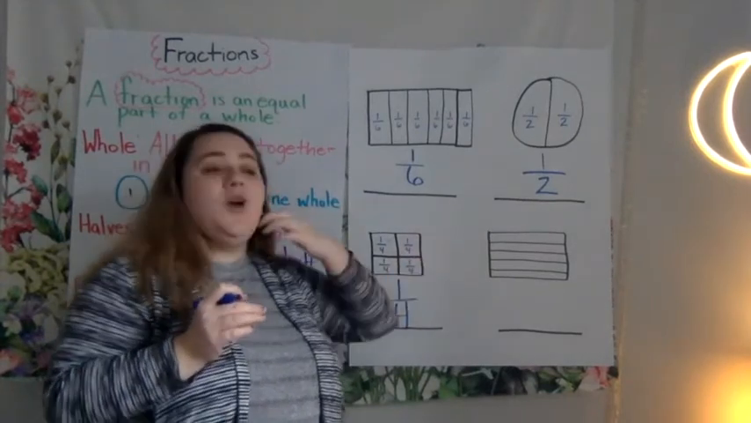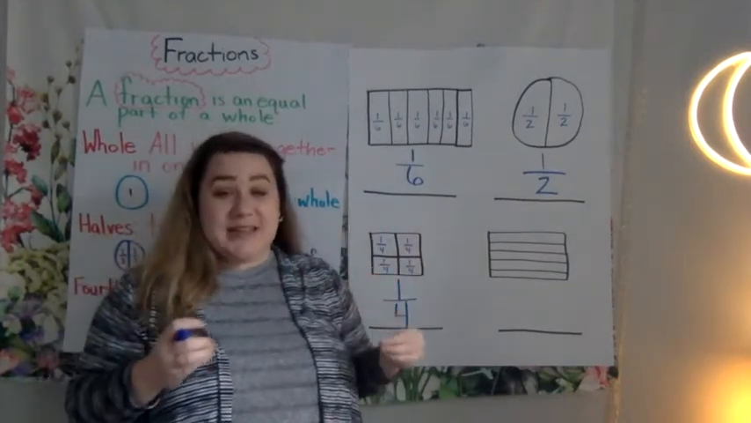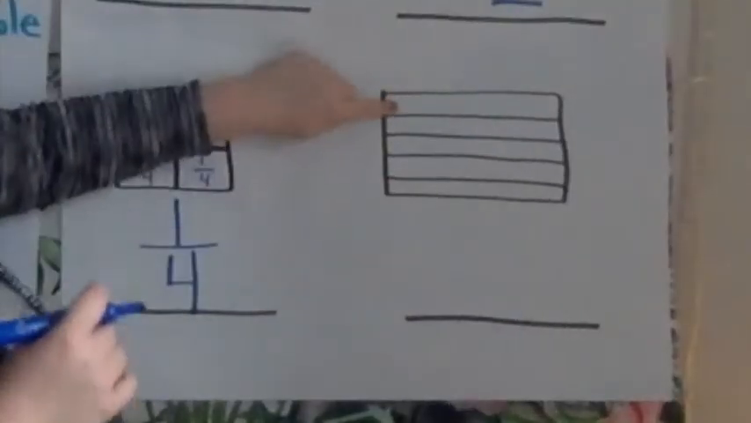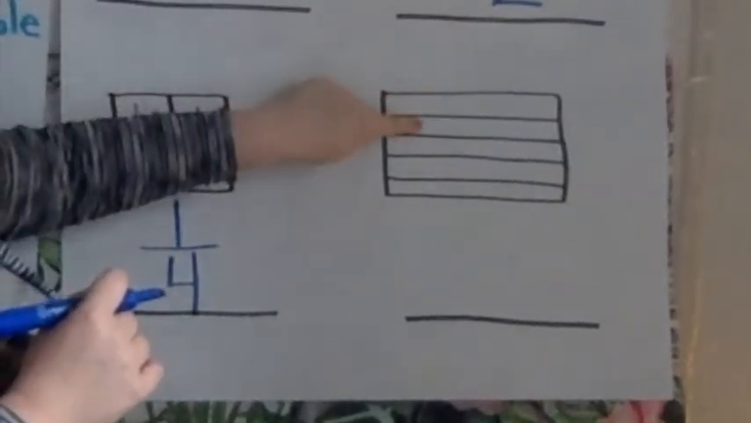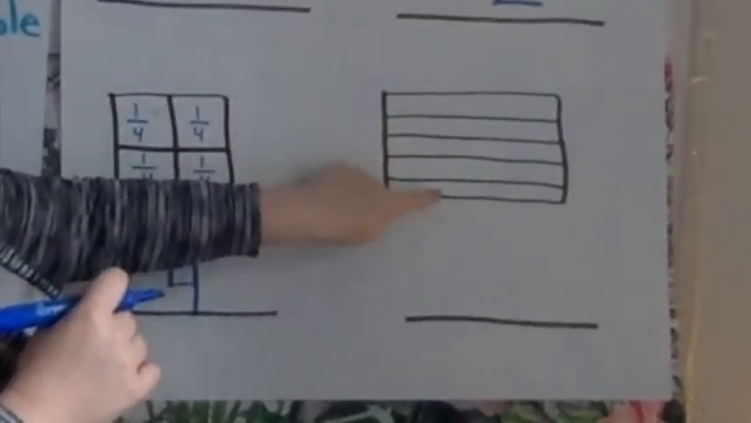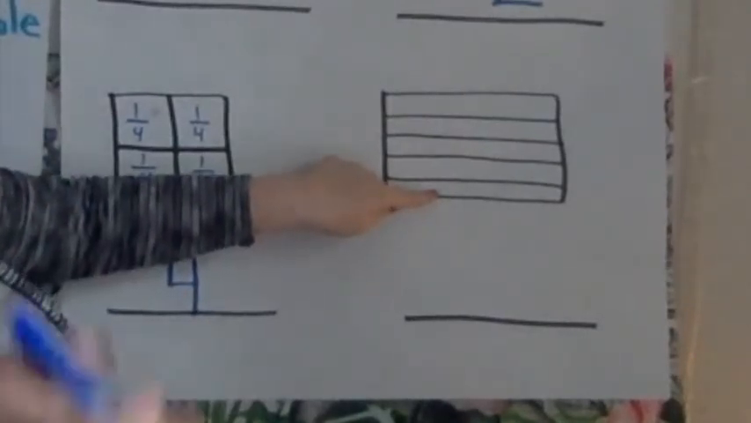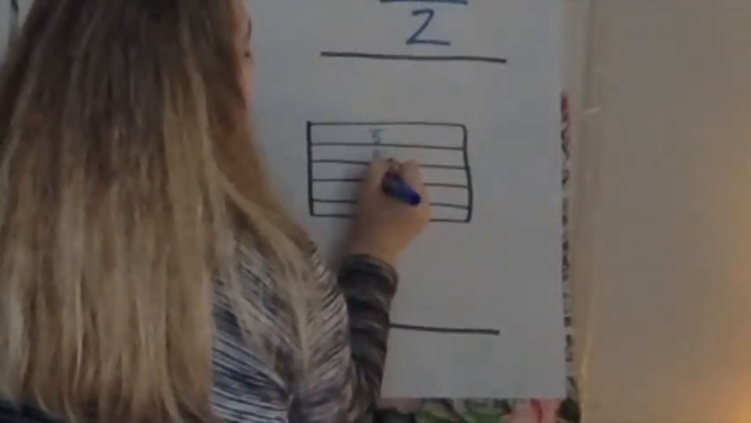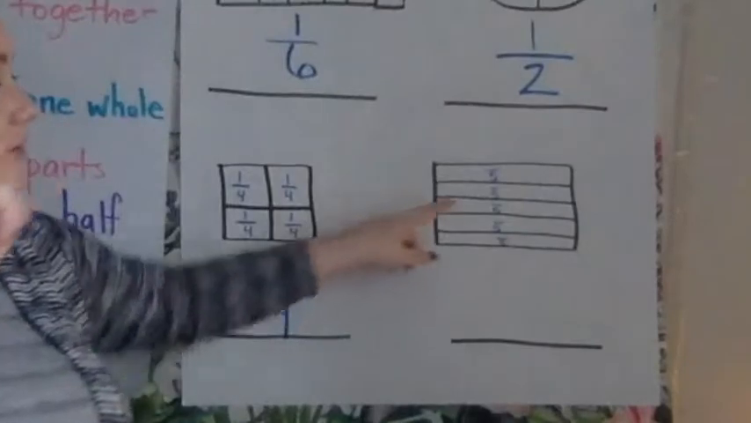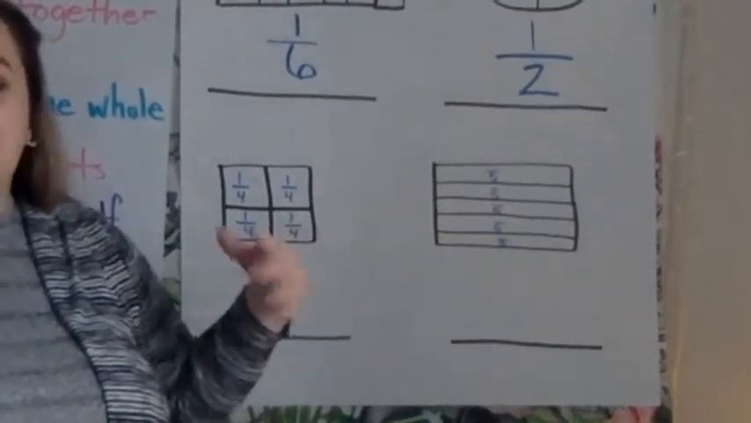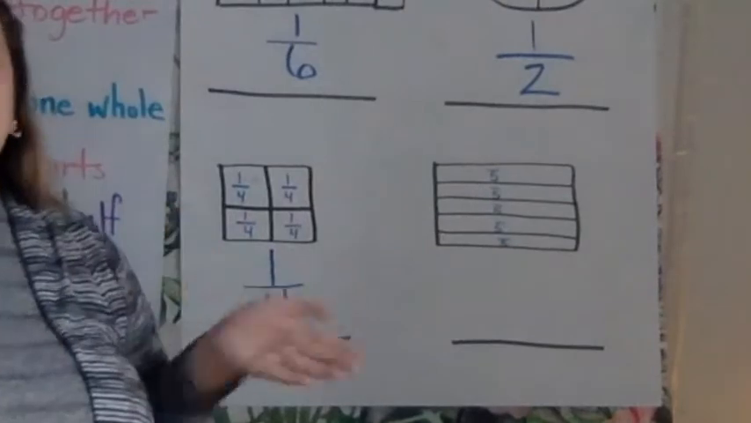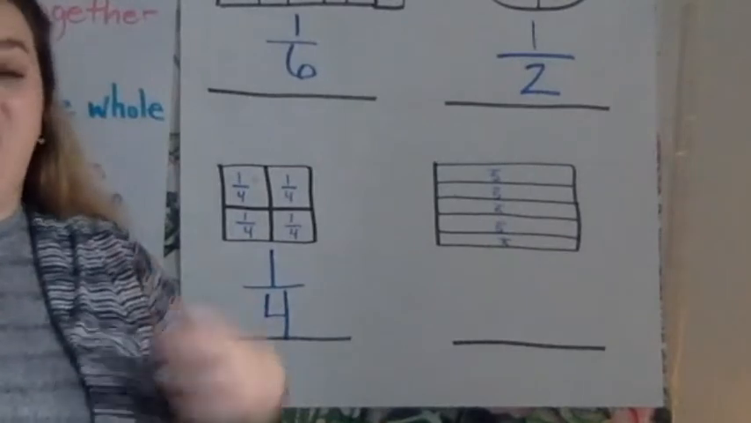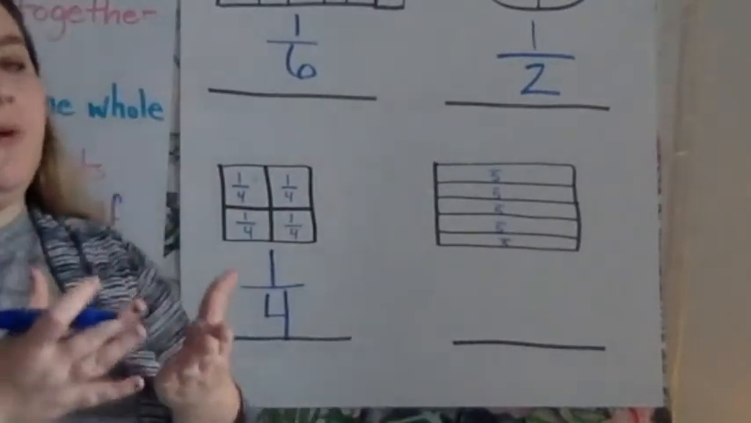All right, and I have one more rectangle. Say hi, rectangle. We need to count how many equal parts are inside the rectangle to find out what number goes on bottom. Let's count. Ready? Go. 1, 2, 3, 4, 5. How many parts? 5 parts. So I'm going to write my 5 on bottom. I don't change the number on bottom. I don't count like 1, 2, 3, 4, 5 because that doesn't tell me how many total parts there are. That's what number is always on bottom, the total amount of equal parts.